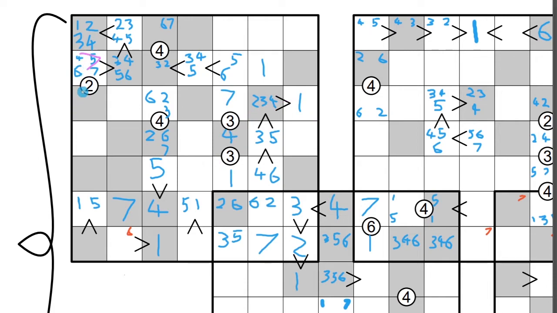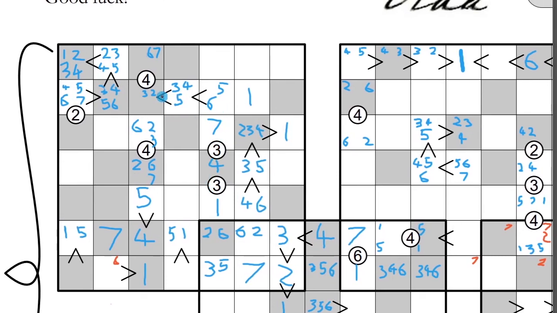If this were a seven, that would be a five, that would be a one. That would be a five. That would not be a five. There's nothing I can figure out about this, right?